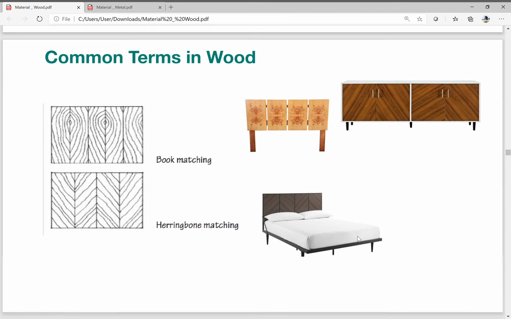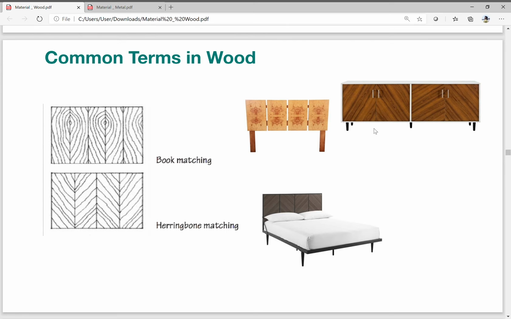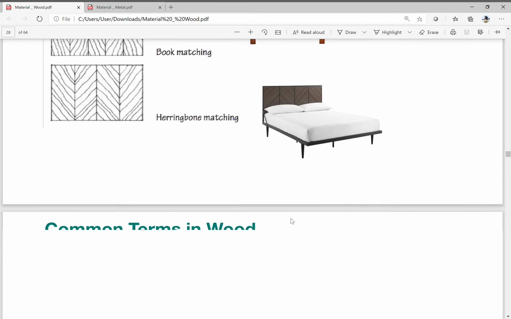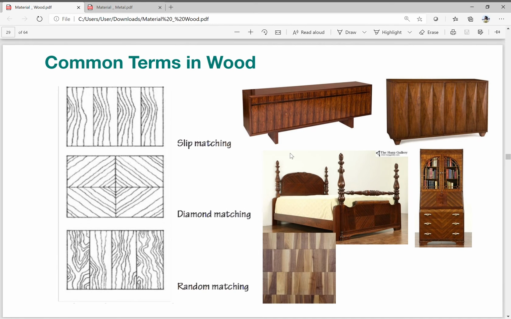And then these are other common terms. So you have your book matching. This is a veneer of wood, so they book matched it. It's the same as when you open a book, a mirror image. Then you have your herringbone pattern as well. This one is your slip matching, basically one side and then repeated across. So you have this pattern developed.